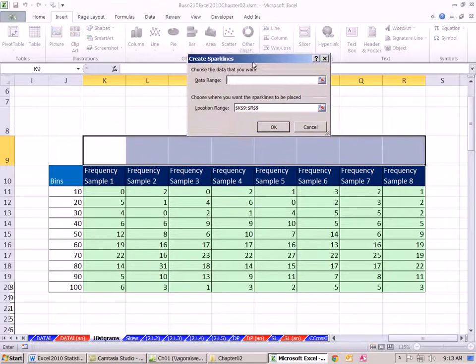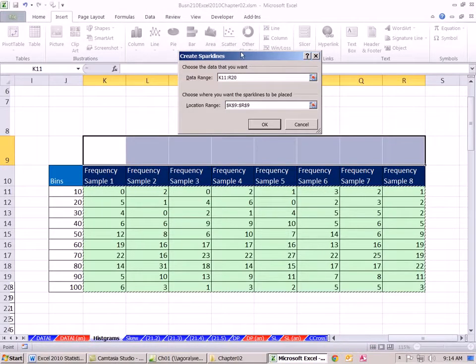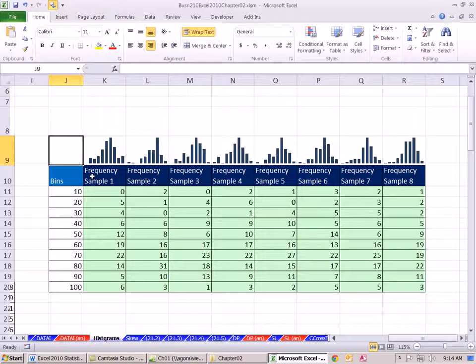And I'm going to say the data range. And it will know right here, for this cell, take that data. For this cell, take that data. All right? And I click OK. All right. Now, I'm going to do something totally ridiculous.